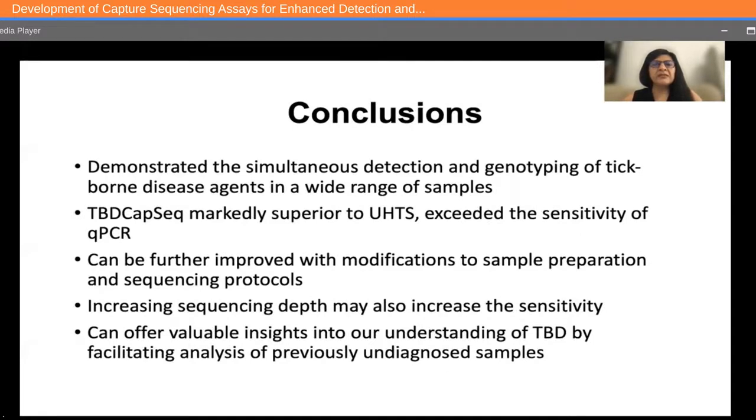So the conclusions from this are that we were able to demonstrate the simultaneous detection and genotyping of tick-borne disease agents in a wide range of samples. And we can see that TBD-Cap-seq is markedly superior to unbiased sequencing, and it exceeded the sensitivity of qPCR. It can be further improved with modifications to sample preparation and sequencing protocols, and increasing sequencing depth may also increase the sensitivity. And it can offer valuable insights into our understanding of tick-borne diseases by facilitating analysis of previously undiagnosed samples.